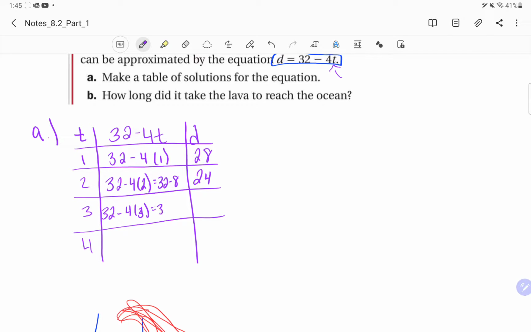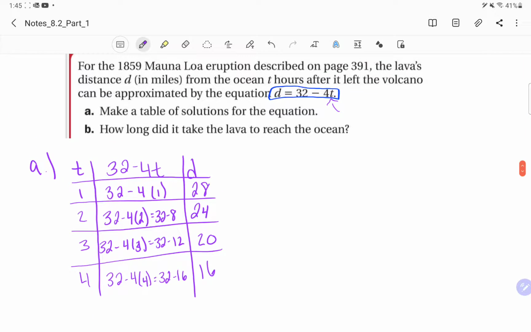So this will become 32 minus 12. That's 20. And then 32 minus 4 times 4 would be 32 minus 16, which is just 16. Okay, so that takes care of part A. Make a table, made a table.